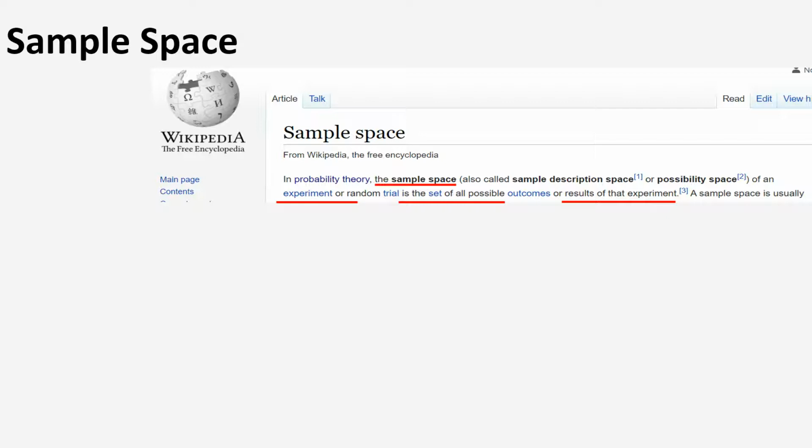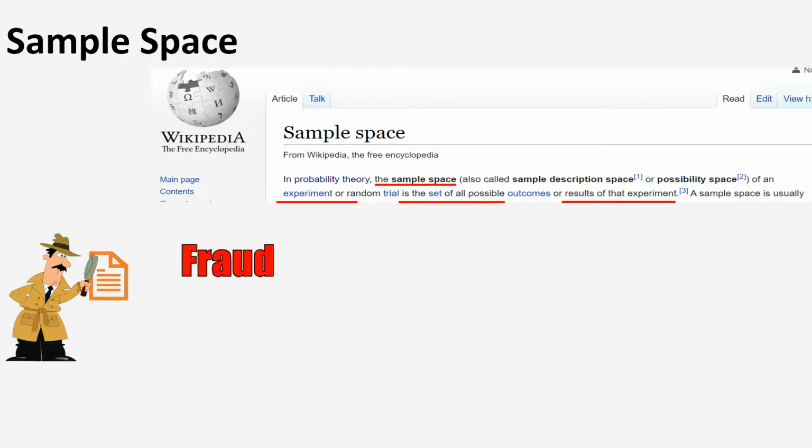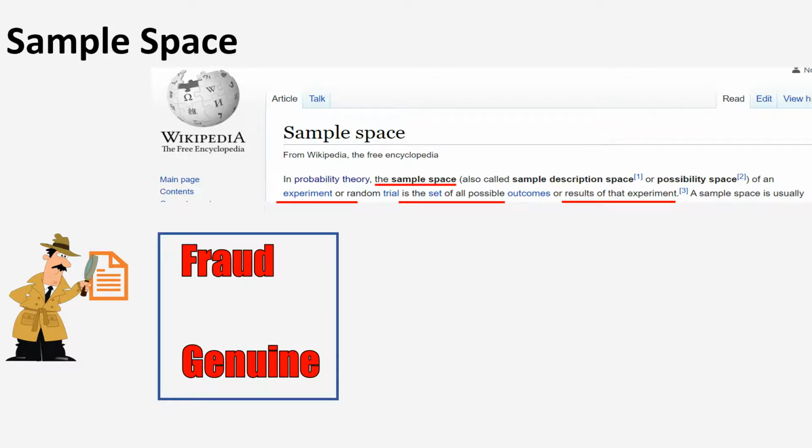Alright, let me try to explain you with the help of an example. Let's try and do an experiment. Being a fraud analyst, your experiment will be to analyze the applications, right? And when you analyze the application, what could be all possible outcomes? In a normal scenario, there could be only two possible outcomes. One is fraud, the other one is genuine. So the set of all these two possible outcomes is nothing but the sample space.